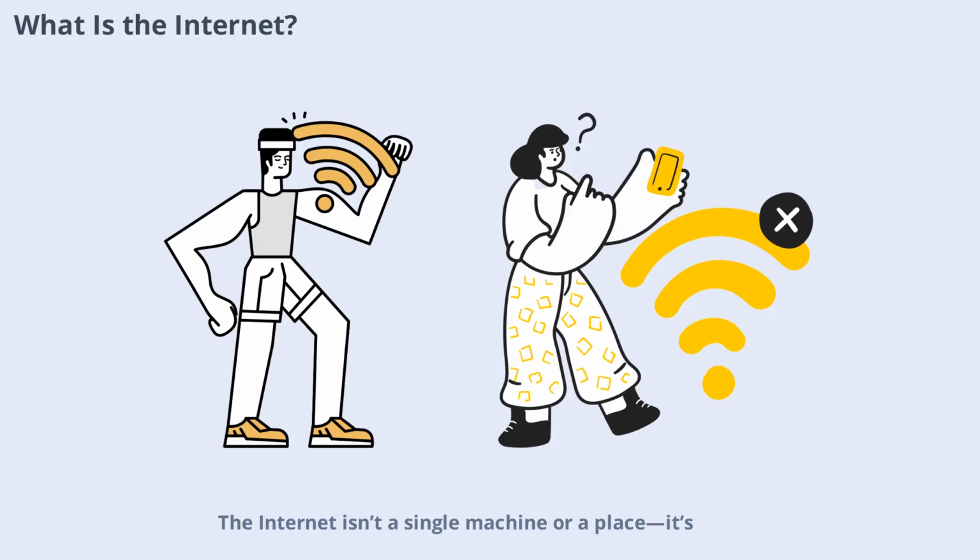The internet isn't a single machine or a place, it's a web of connections made up of countless devices, big and small. Every time you send an email, watch a video, or search for something online, your device is talking to others through this global network. The internet is made possible by physical cables, wireless signals, and powerful computers called servers, all working together to keep us connected.